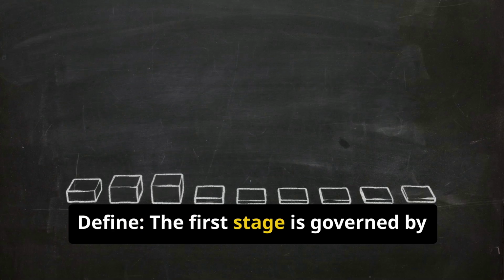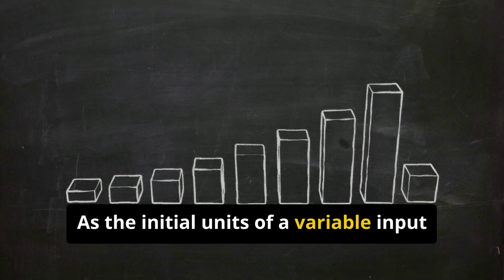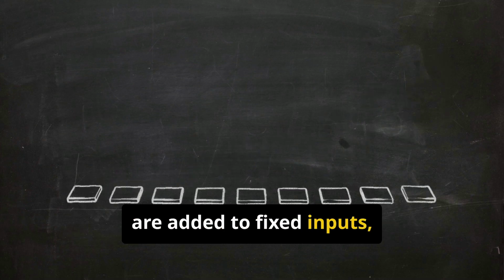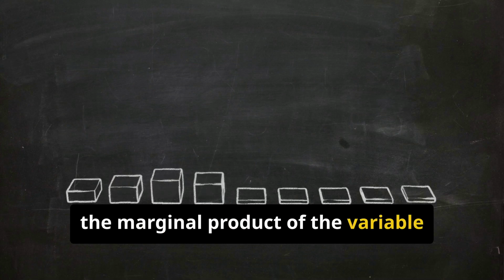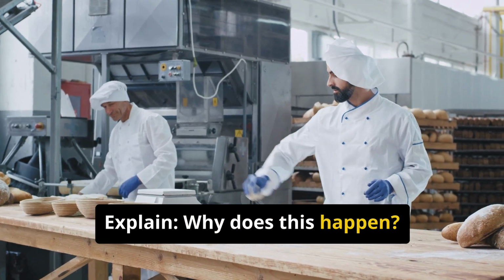Define. The first stage is governed by the law of increasing returns. As the initial units of a variable input are added to fixed inputs, the marginal product of the variable input increases. Explain. Why does this happen?